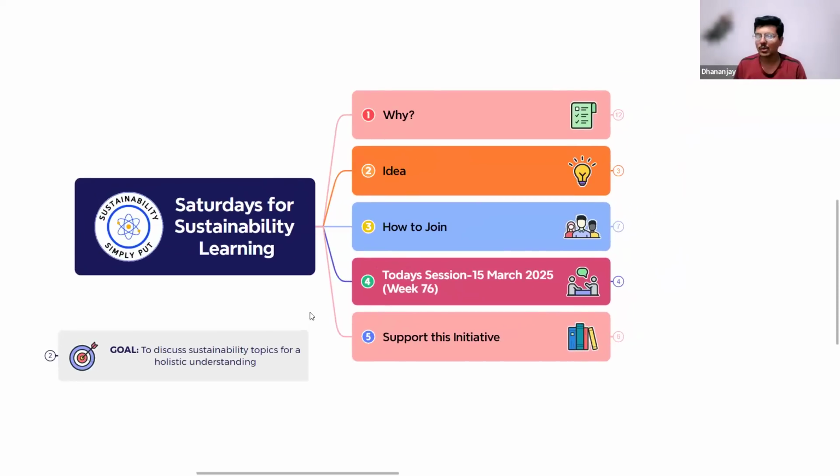We have the goal to discuss sustainability topics for holistic understanding, trying to understand what exactly the different concepts are and how we apply them practically.